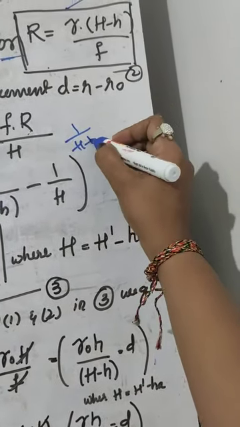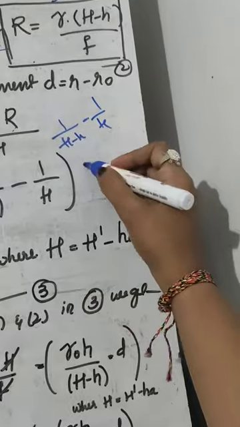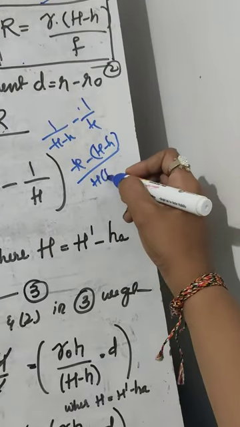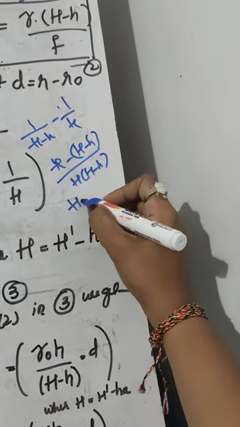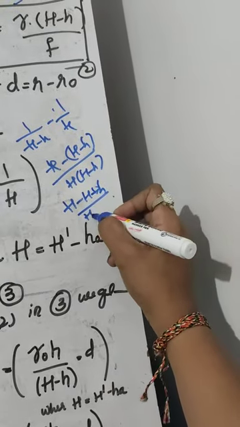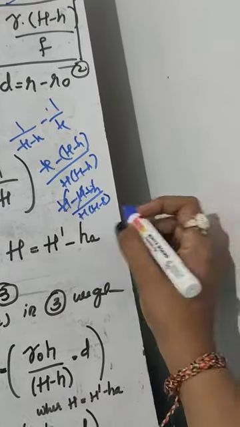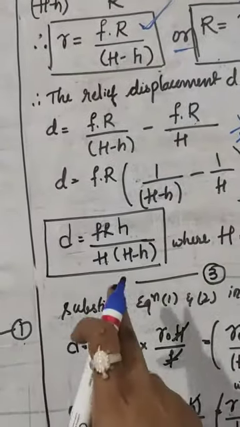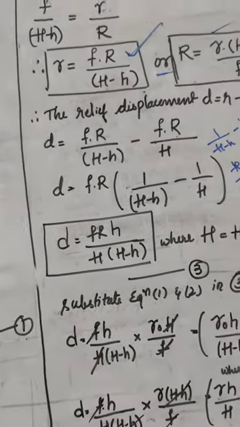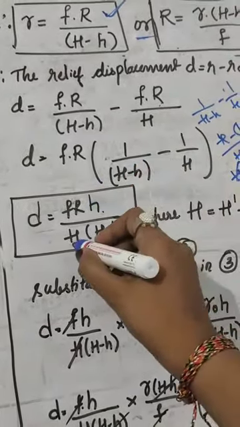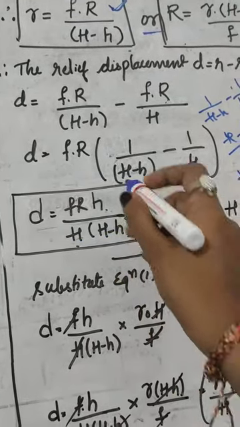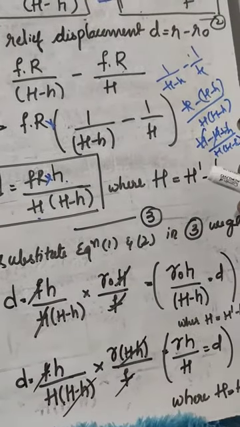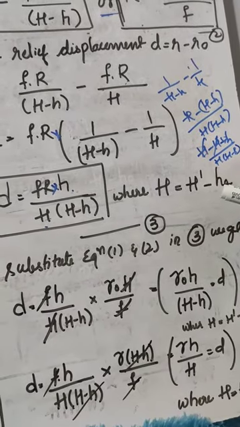See, 1 by h minus 1 by H. So we are taking the LCM, H minus h divided by h into H. When we take this, H minus h plus h divided by h into (H minus h), the H's will be cancelled. Finally, what remains is small h divided by capital H into (H minus h). So that is what has finally remained. That is small h divided by capital H into (H minus h). And this is the value we have multiplied, here also we have multiplied with this value, that is h divided by H minus h.